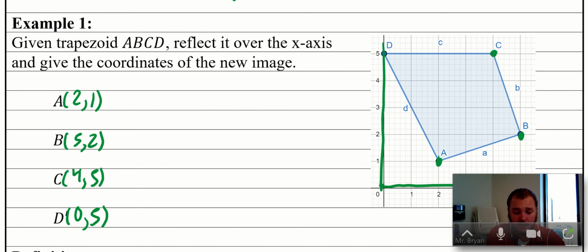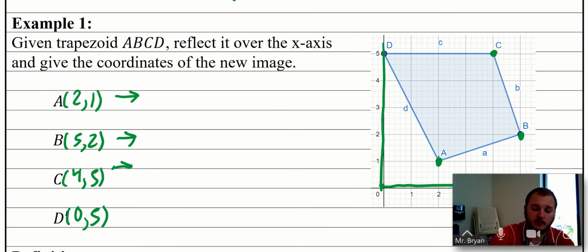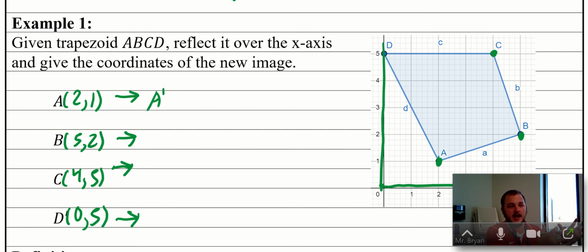And then once I do that, like I said before, in general, you could draw this out and see what it would look like if I reflected over the x-axis, but it's quicker just to use my rules here. So I'm going to draw these arrows here, and when I have an original image, these are all my points, and then when I have a new image, what we do is we add this little apostrophe to it, and we call it prime. So A goes to A prime, and B prime, and C prime, and D prime.